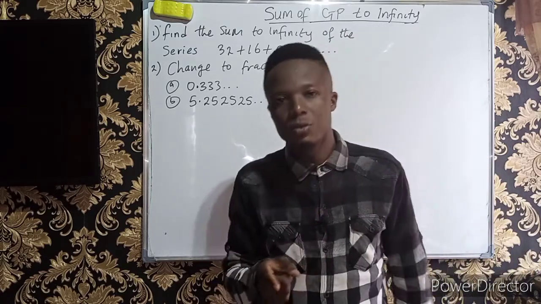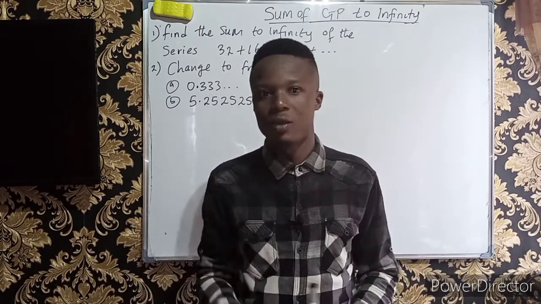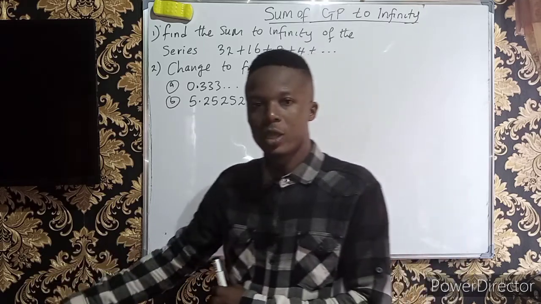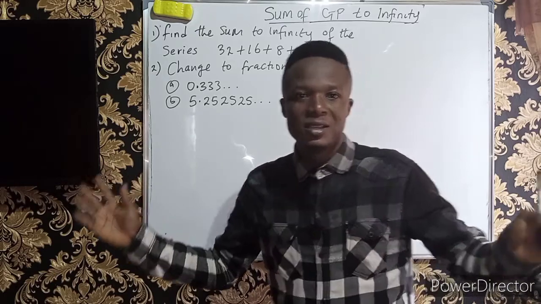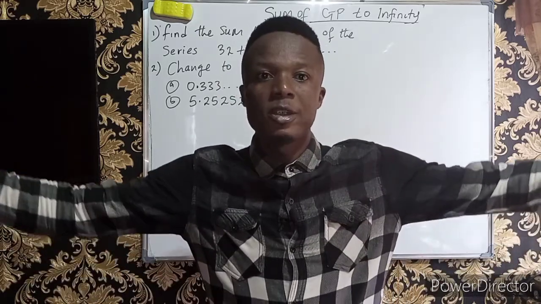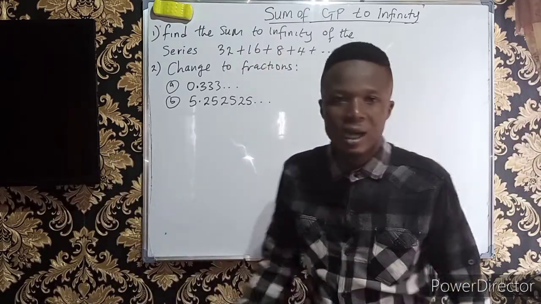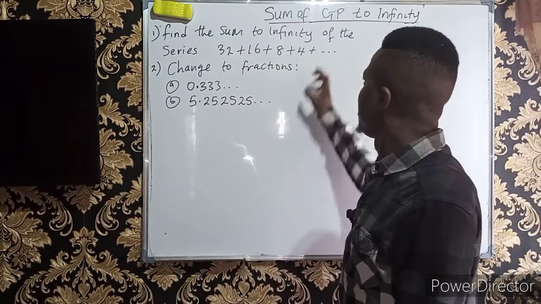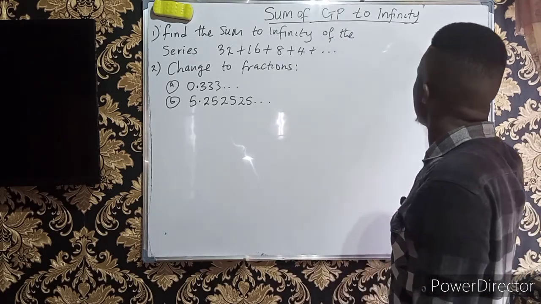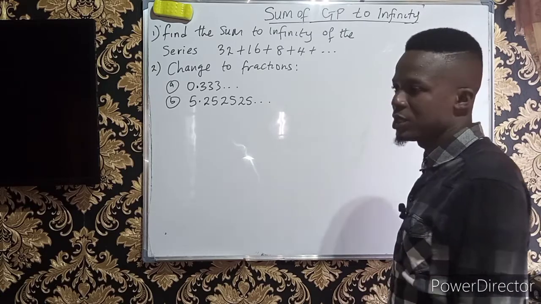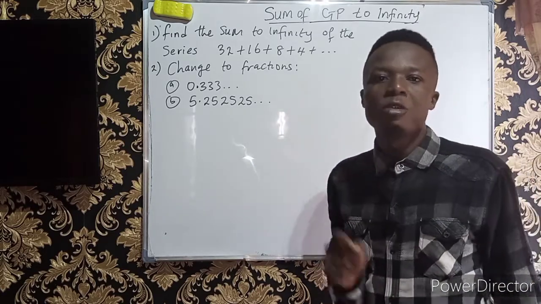Let me remind you, you can only get the sum to infinity of a GP if the common ratio is less than 1, because it's going down. But if it is increasing, it's impossible to get the sum to infinity, because the more you go, the more it continues to grow. You get a number you can't count, a number you can't add. But for a GP that is decreasing, tending to 0, there will be a point where you can get 0.